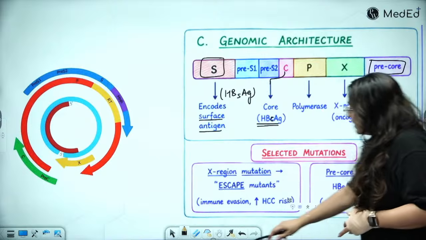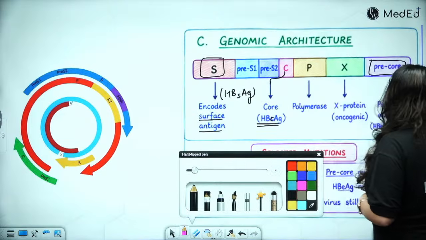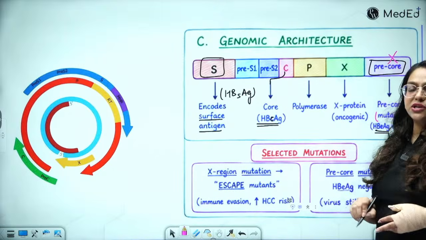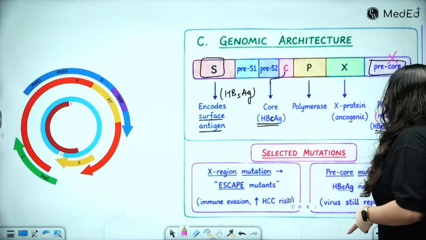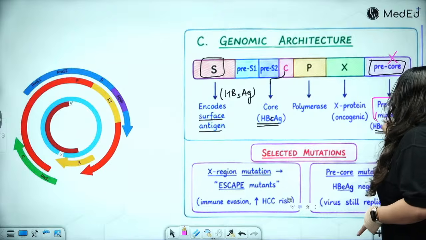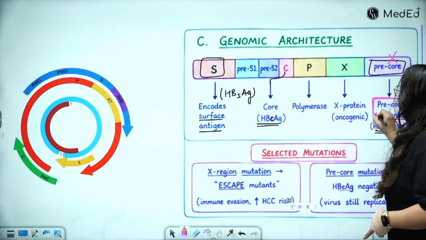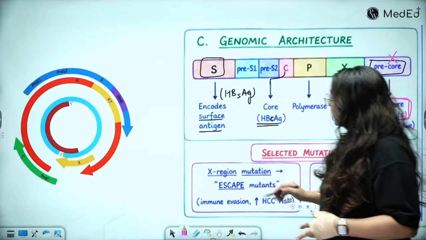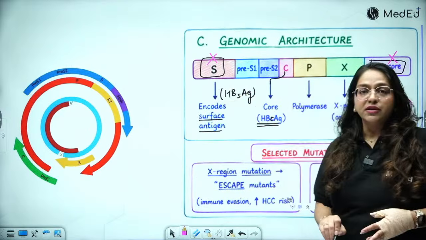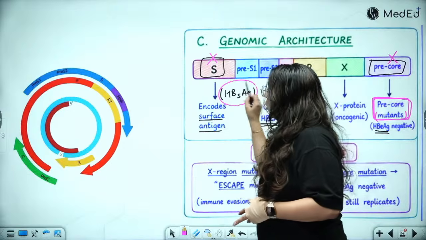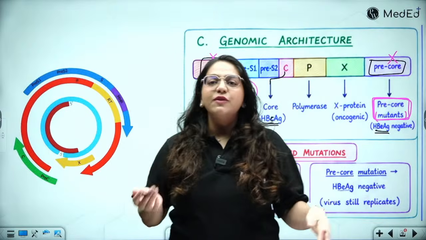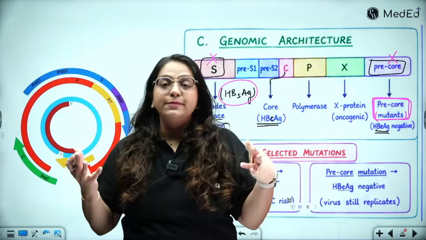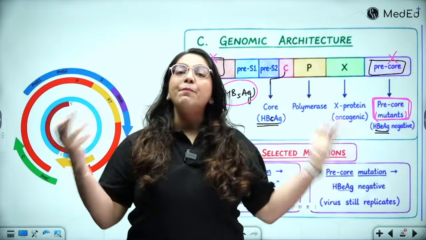What if there is a mutation? What if this undergoes any mutation? If this portion undergoes mutation, the person will be called a pre-core mutant. What if there is a mutation in the surface antigen coding region? Then surface antigen will not be formed. What is my mainstay of diagnosis? To detect the surface antigen. So I will not be able to detect these patients. So these patients will escape my diagnosis.